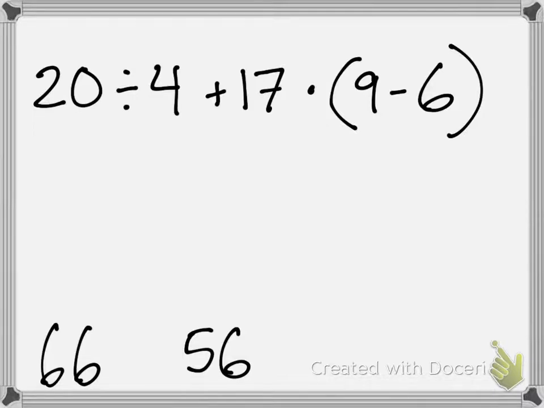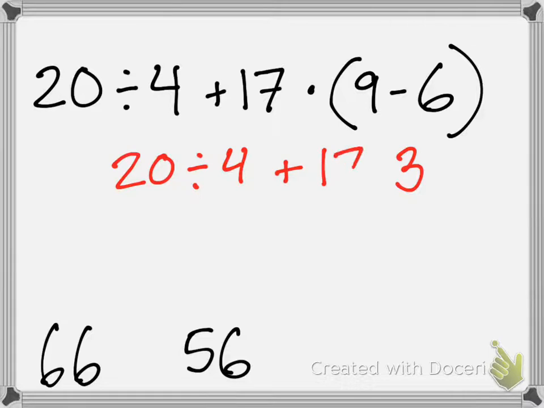So let's see. What's our first step, Angel? What do we do? Subtract. So we do the subtraction in our parentheses. Exactly, we follow that. What is 9 minus 6? Show me on your fingers. 9 minus 6. Yes, so we get 3. I'm going to rewrite this line. 20 divided by 4 plus 17 times 3.